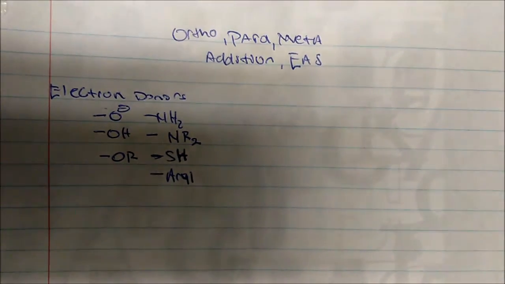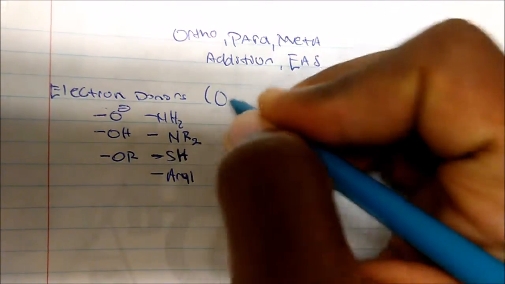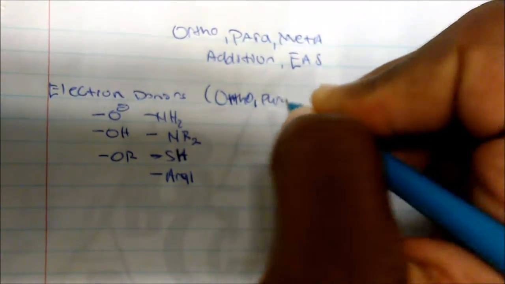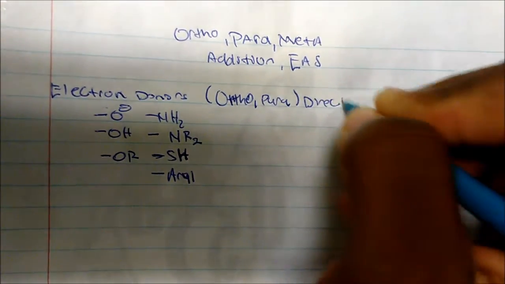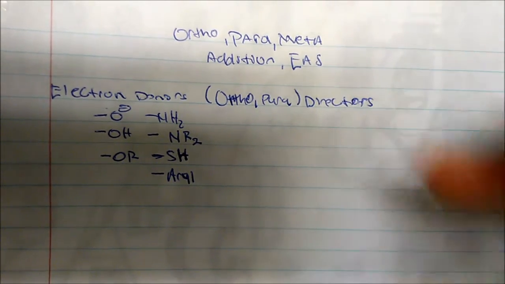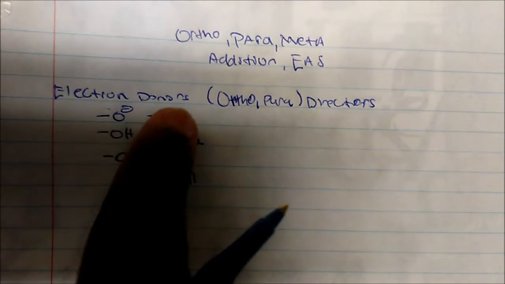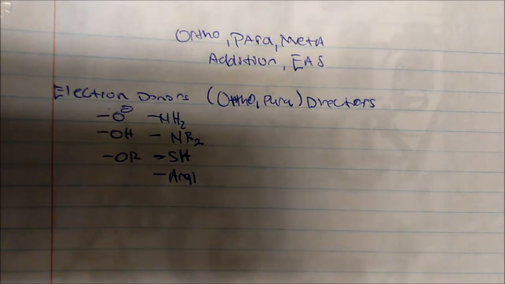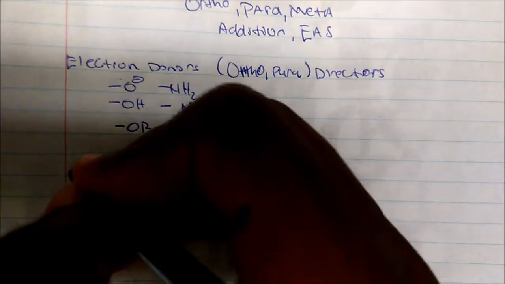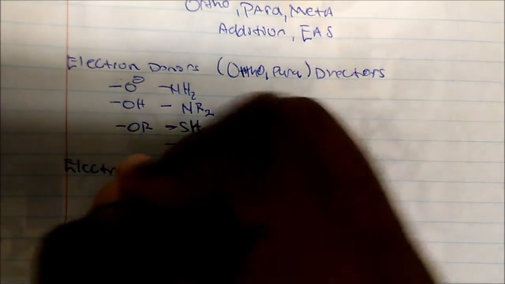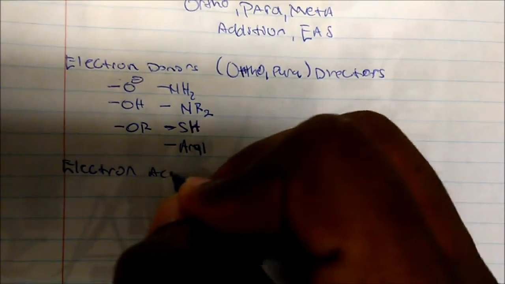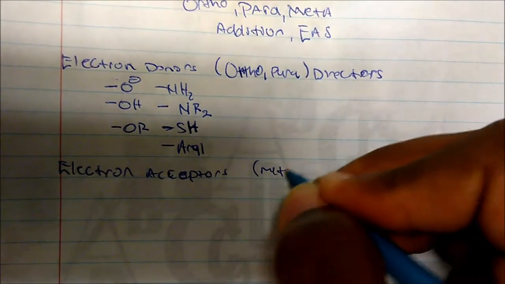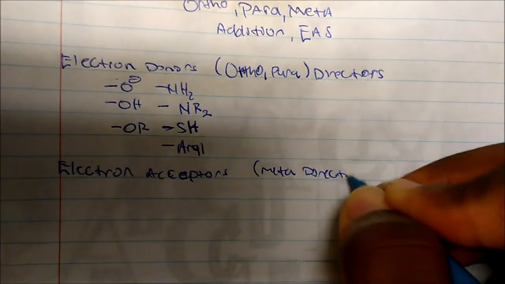And what these electron donors are, are ortho para directors. So we need to know that anytime we have an electron donor on the ring, we get the ortho and the para product. We get a mixture. Now with electron acceptors, these are meta directors.